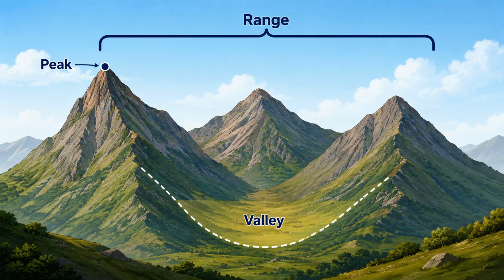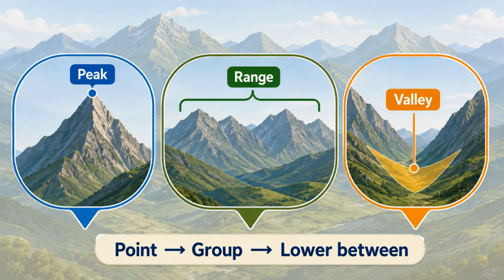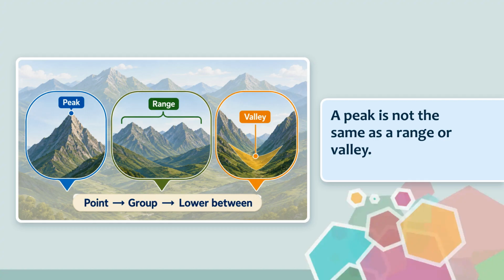A peak is a high point, a range is a connected chain or group of mountains, and a valley is lower land between higher sides. The same landscape lets us see all three relationships. Keep the scale of each word in mind. Peak, range, and valley describe different terrain features. One is a point, one is a group, and one is lower land. Peak, range, and valley work at different spatial scales. A peak marks one high point, a range describes connected mountains, and a valley is recognized as lower land between higher sides. The picture becomes clearer when each word has one job.